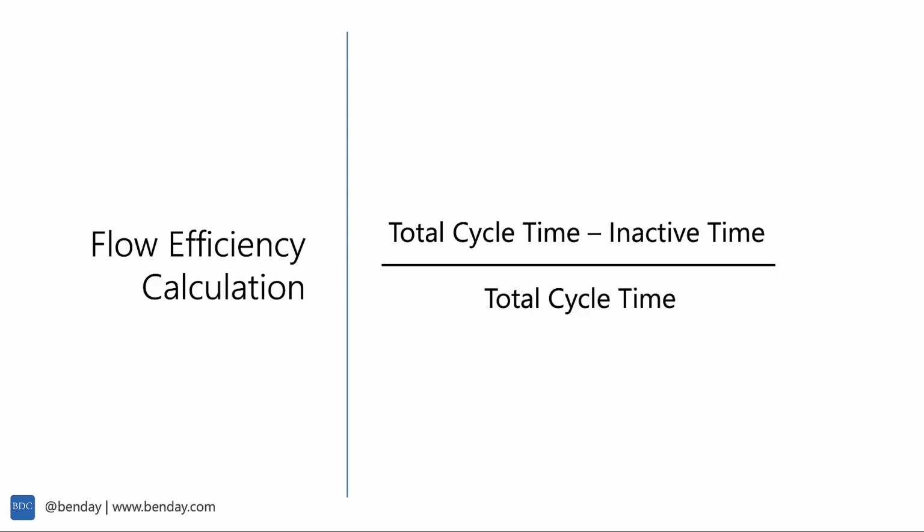So there's a calculation for flow efficiency. If you want to do that calculation, you look at your total cycle time, subtract the inactive time for that item or those items, and divide again by total cycle time. So total cycle time minus inactive time, divided by total cycle time.